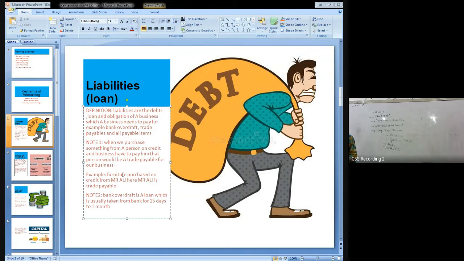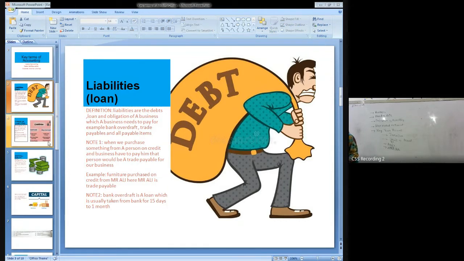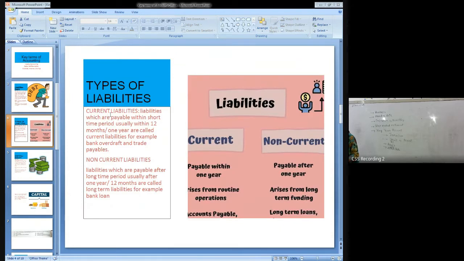For example, we purchase furniture on credit from Mr. Ali. Mr. Ali would be known as a trade payable of a business. Trade payables are also called accounts payable or creditors of a business. On the other hand, what is bank overdraft? Bank overdraft is a short-term loan which we take from bank, usually for 15 days to 1 month. So these both are examples of liability.